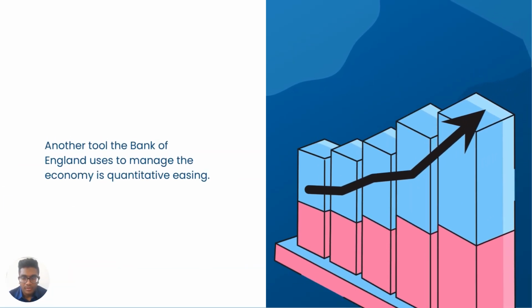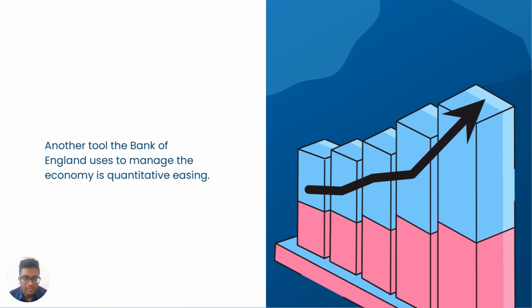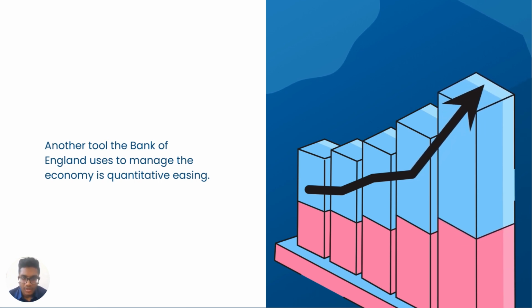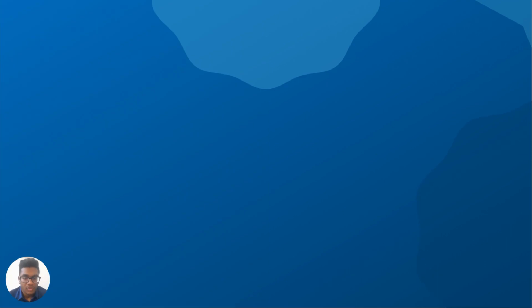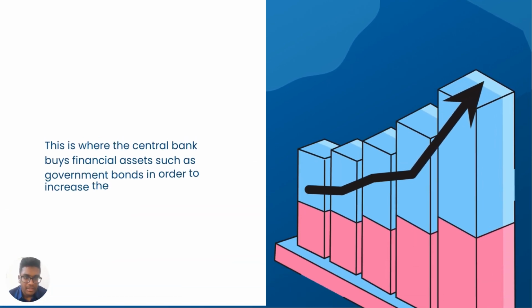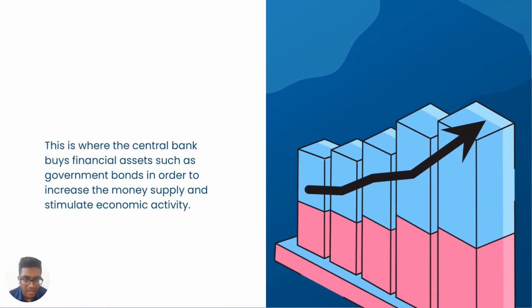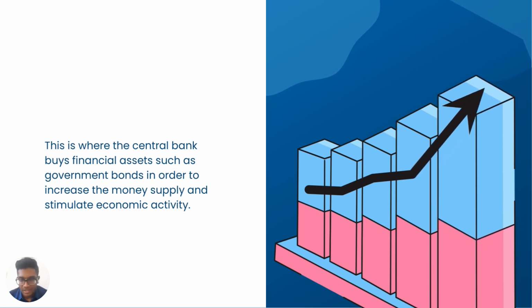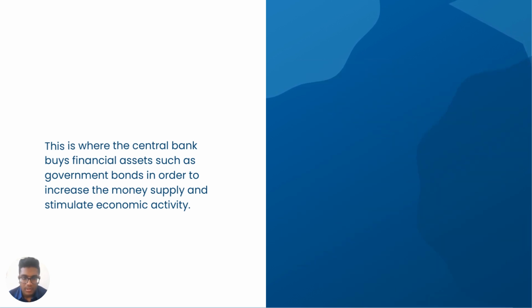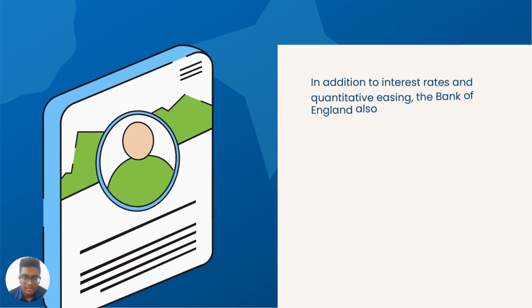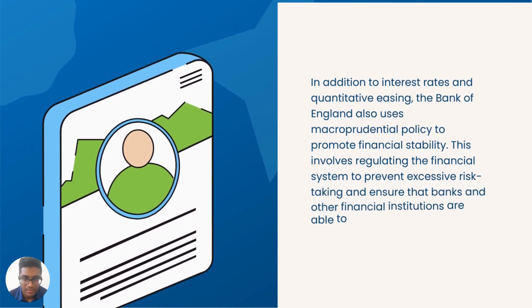One of the tools that I would like to highlight that the Bank of England uses is quantitative easing. This is another monetary policy that shall be explained further. Here, the central bank buys financial assets in order to increase the money supply. Obviously, this in turn helps the economy.